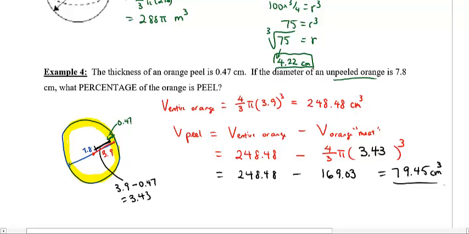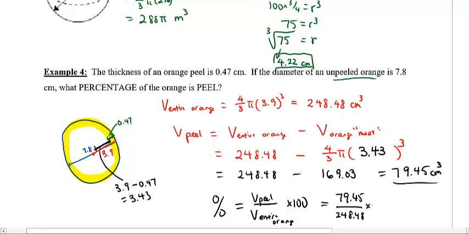But because I said what percentage of the orange is peel, that percentage is like a ratio. So it's really the volume of the peel divided by the volume of the entire orange. And because it's a percentage, we need to multiply that by 100. So if we take our numbers now, peel, which is 79.45, orange, which is 248.48, and we multiply that by 100, lo and behold, about 32% of the actual orange is peel. So you're only getting to eat about 2/3, or 68%, of the orange. What a ripoff.